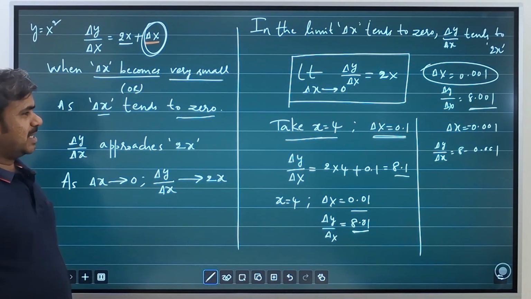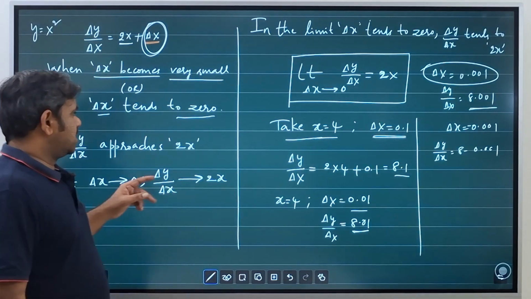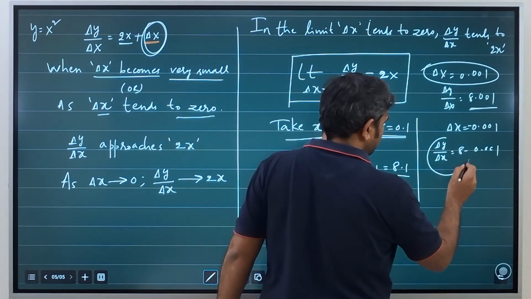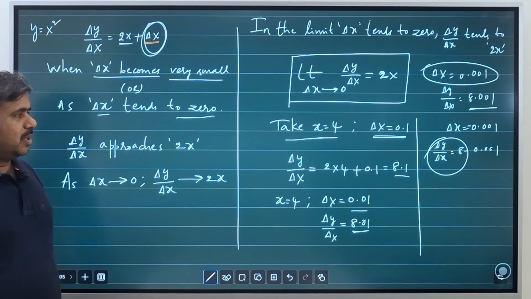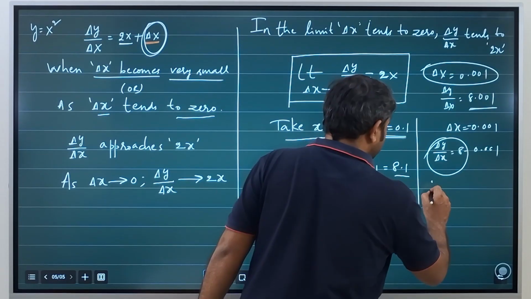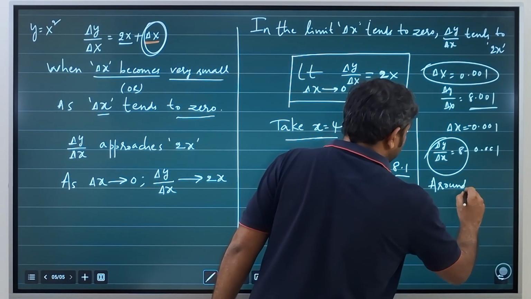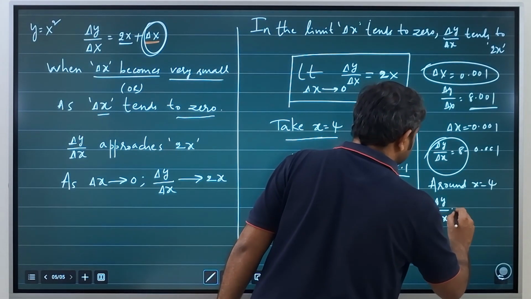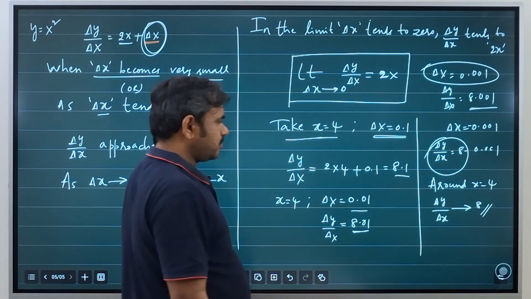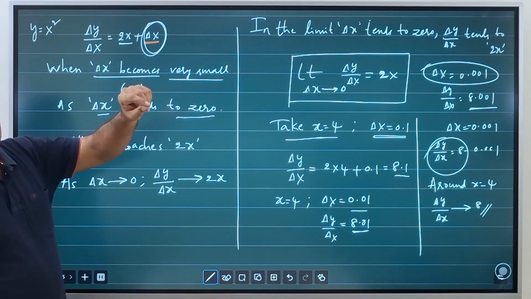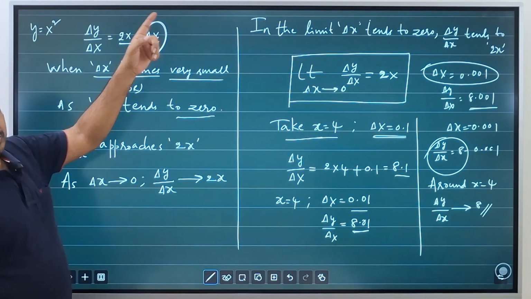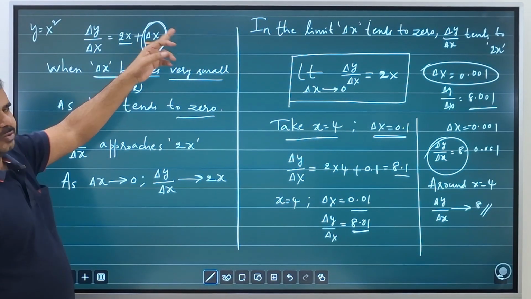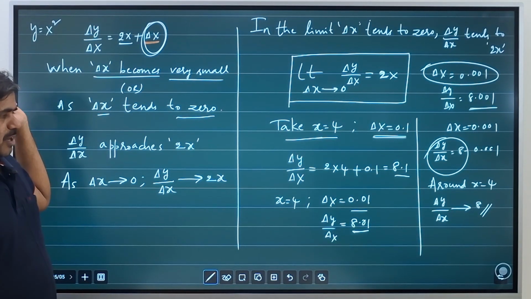So here we can say that as delta x becomes smaller and smaller, as delta x approaches 0, delta y by delta x approaches 8. At x is equal to 4, or in a small interval around x is equal to 4, delta y by delta x approaches 8. Similarly, in a small interval around x is equal to 4.1, it approaches 2 into 4.1. Similarly, in a small interval around x is equal to 4.5, it approaches 2 into 4.5.